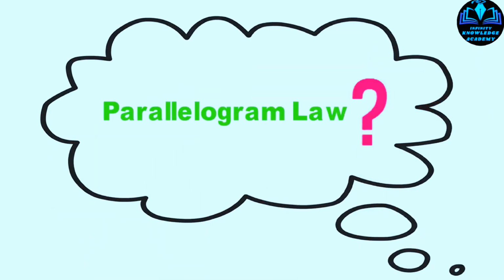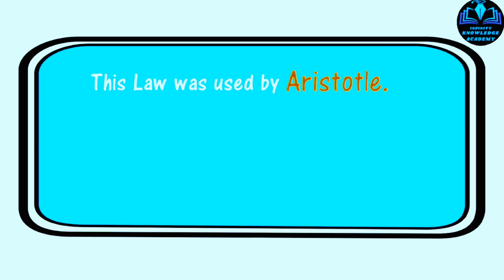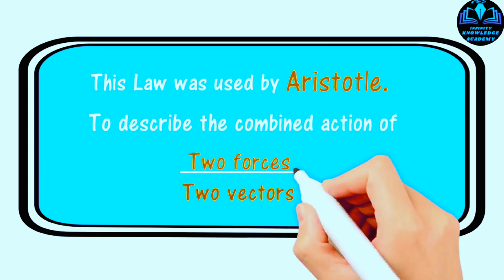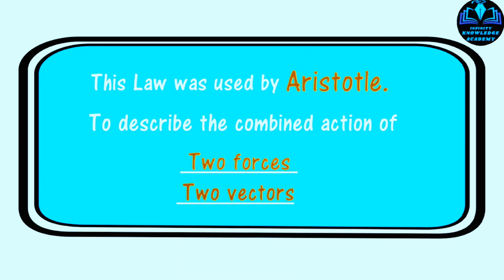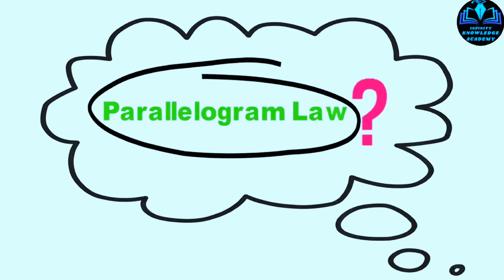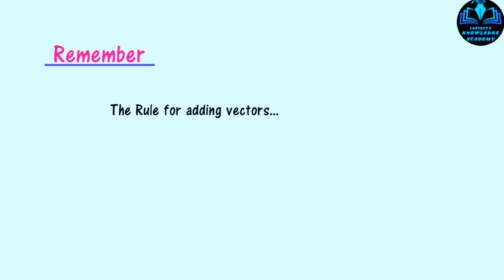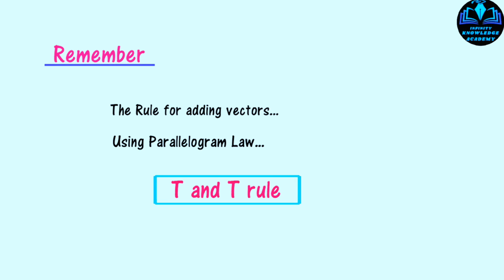Now what is parallelogram law? This law was used by Aristotle to describe the combined action of two forces or two vectors. Remember, I am saying two forces or two vectors. We usually use two vectors or two forces in order to add them using the parallelogram law. And remember, the rule for adding vectors using the parallelogram law is the T and T rule. And what is the T and T rule? Tail and tail rule.